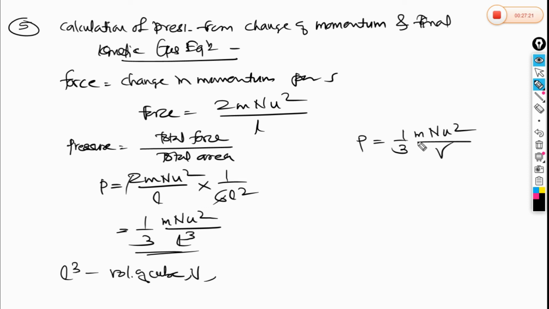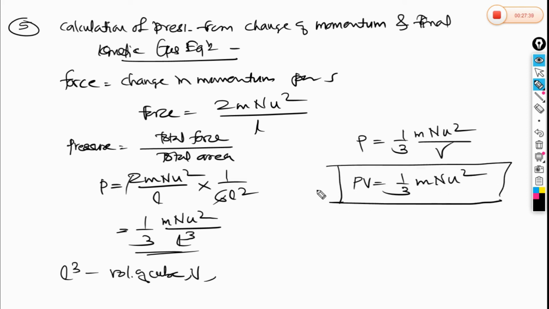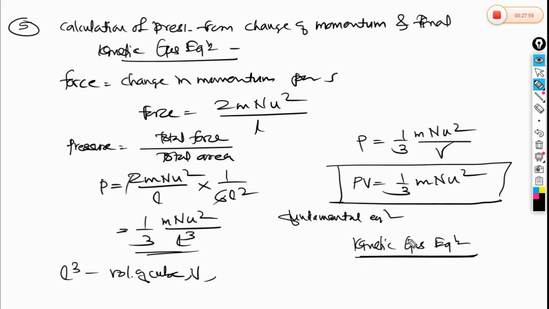Okay, very simple. So if we transfer this V to this side, we will get PV is equal to 1 by 3 mn u square. So this is the fundamental equation of the kinetic molecular theory of gases, and this is known as the kinetic gas equation. Keep this equation in your mind from the examination point of view.